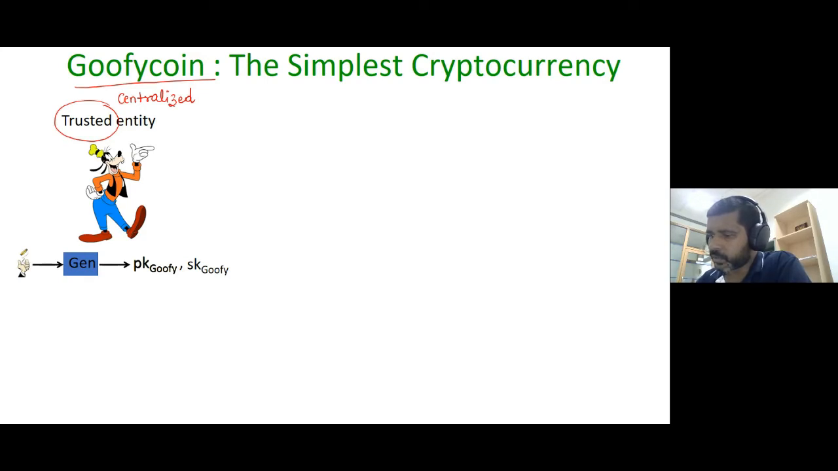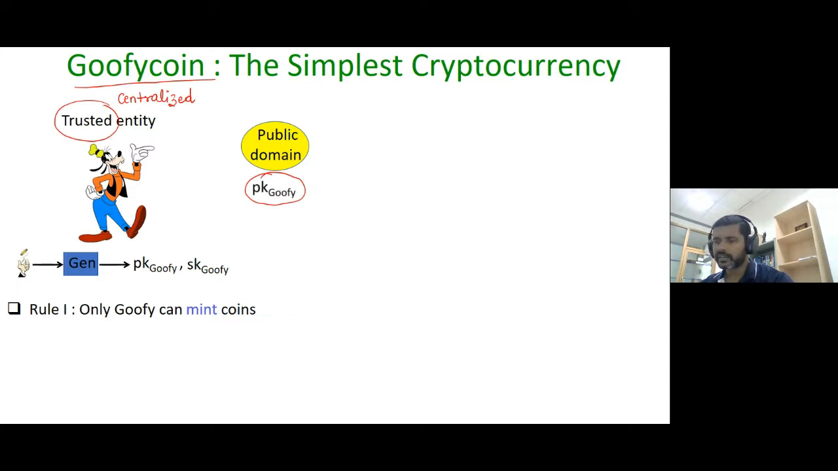So the person Goofy is a trusted entity in the sense that we are assuming he will behave honestly. He will run the key generation algorithm, and obtain a verification key and a signing key for himself, and he will make his public key available for everyone. We are not assuming an anonymous system here. We assume that everyone knows that this public key belongs to an entity called Goofy.